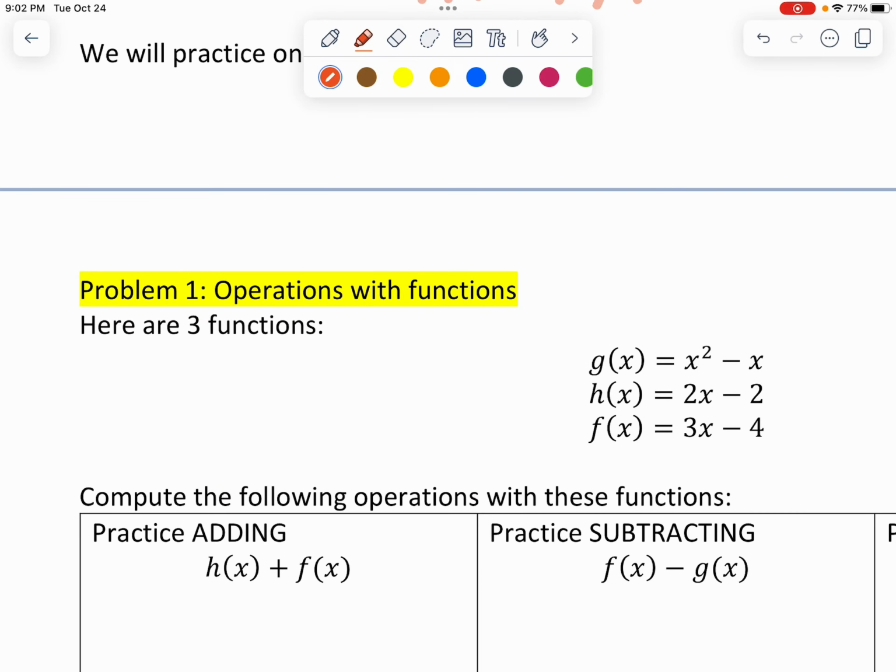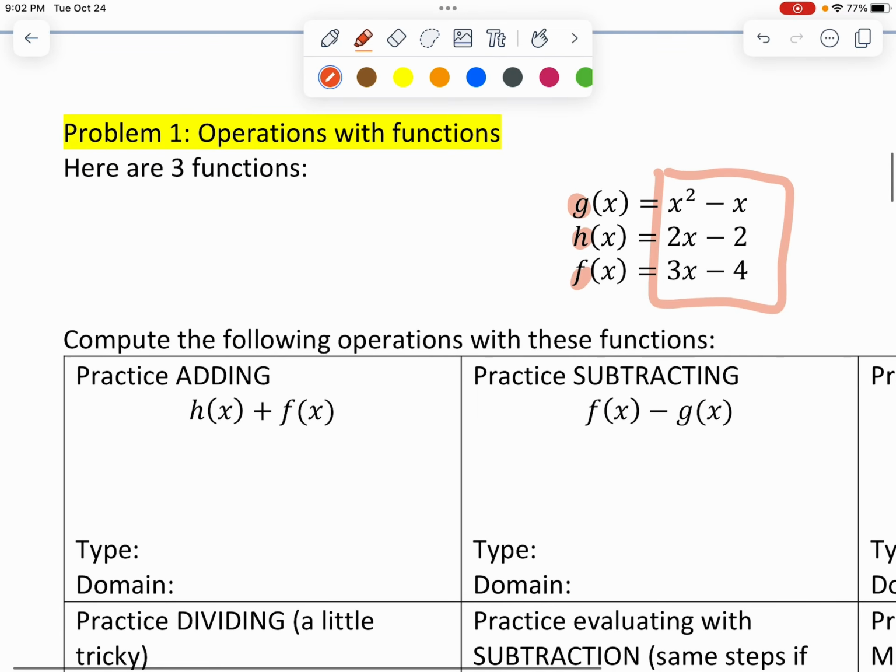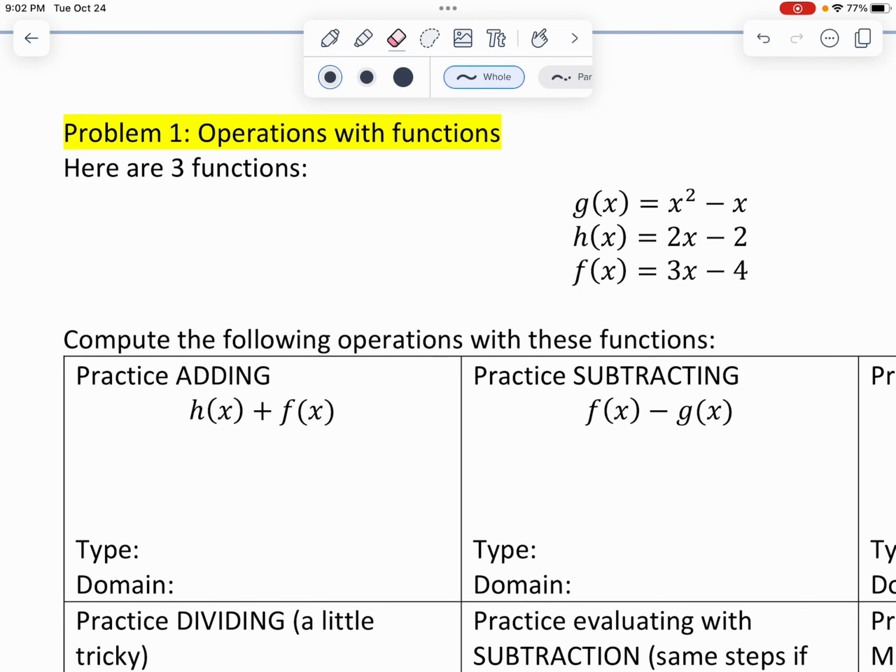We're going to practice now. Problem 1. I'm going to give you 3 functions. Their names are g, h, and f. We're going to do some math with them. So first things first, let's color code. Orange, blue, and gray, because that's what I have.